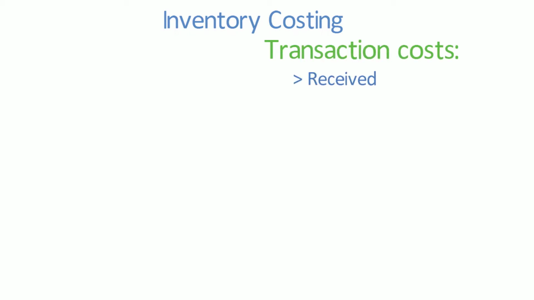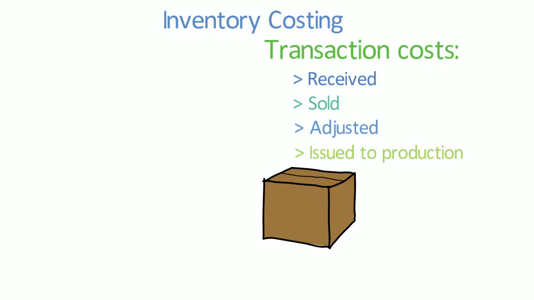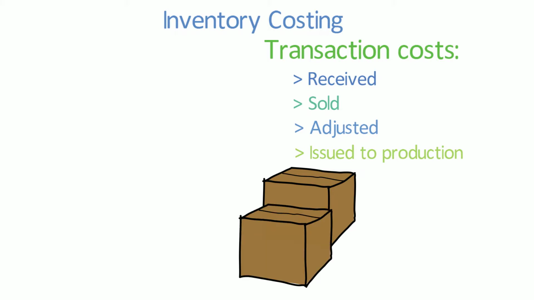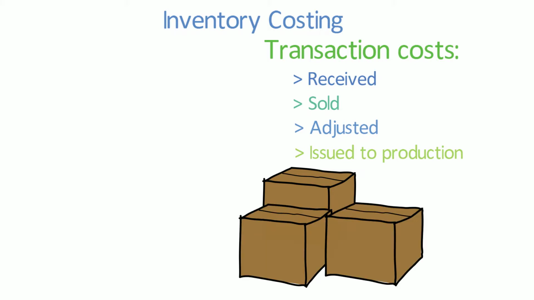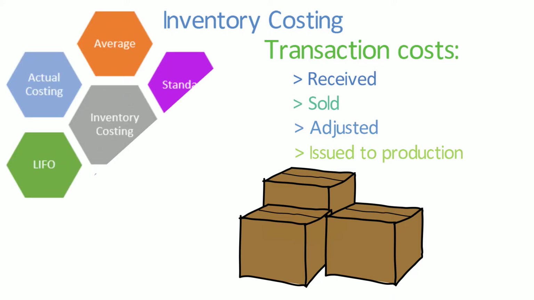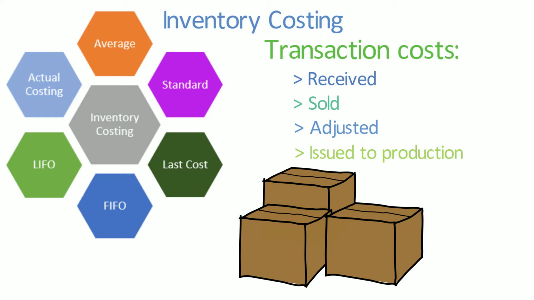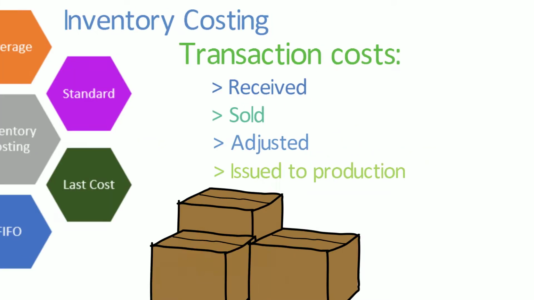Inventory costing. Inventory costing provides you with accurate transaction costs for when products are received, sold, adjusted, or issued to production. It enables you to obtain an accurate evaluation of all inventories held in your company's warehouses for inventory asset valuation purposes in the general ledger. Syspro caters for a multitude of inventory costing solutions, including average, standard, last cost, FIFO or first in, first out, LIFO, last in, first out, and actual costing.